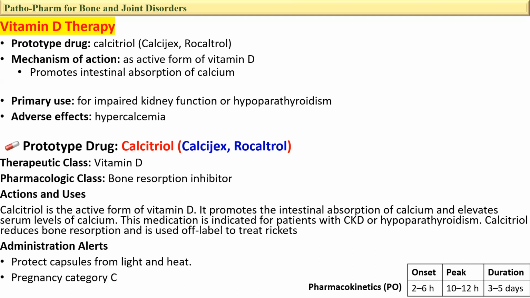So the effectiveness of calcitriol depends on an adequate amount of calcium. That's why it is usually prescribed in combination with a calcium supplement. You can't just give vitamin D without giving calcium. So usually it is prescribed in combination with calcium supplement. And it's available as oral tablets and solutions, and as an IV drug as well.